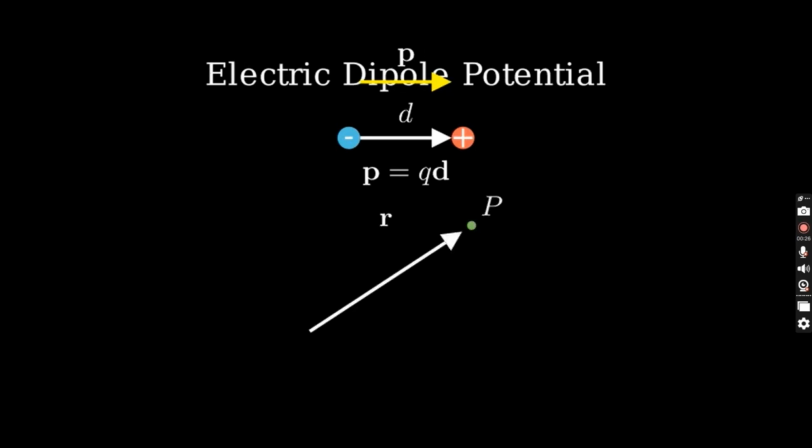The potential at P will be the sum of the potentials due to each charge. For a point charge, we know that the potential is given by kq over r, where k is Coulomb's constant. The total potential at P is the sum of potentials from both charges. It's kq over r plus for the positive charge, minus kq over r minus for the negative charge.